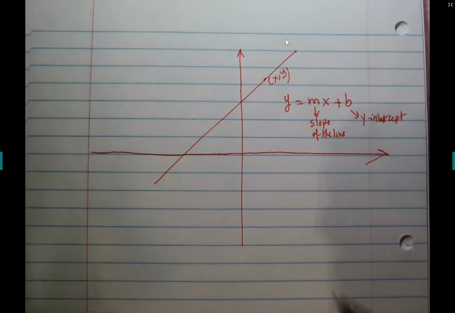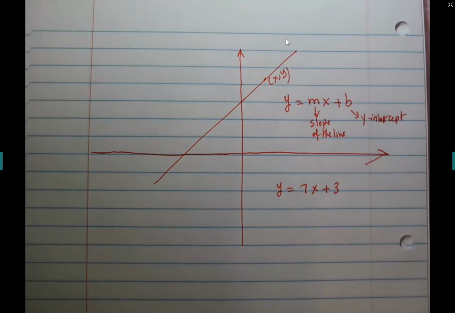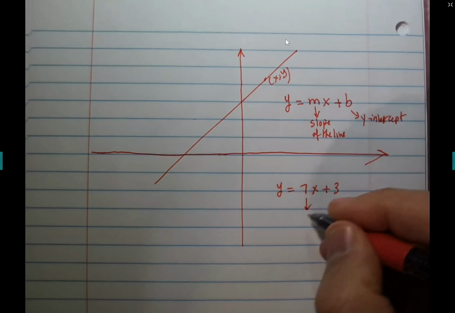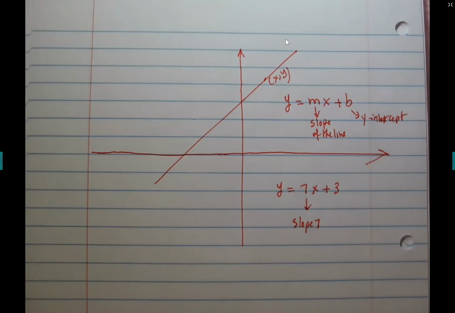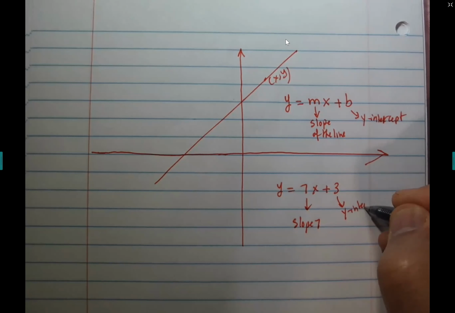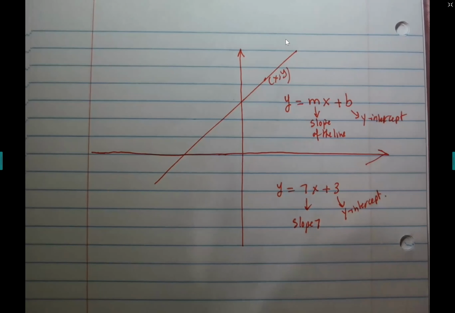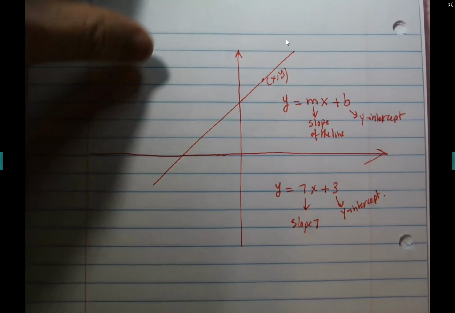Let me give you an example. If you have this equation, guys, y equals 7x plus 3, and you were asked to find the slope of the line, simply say the slope is 7. And if you are asked what's the y-intercept of the line, you just say it is 3. That is the equation, and this is how you interpret that.